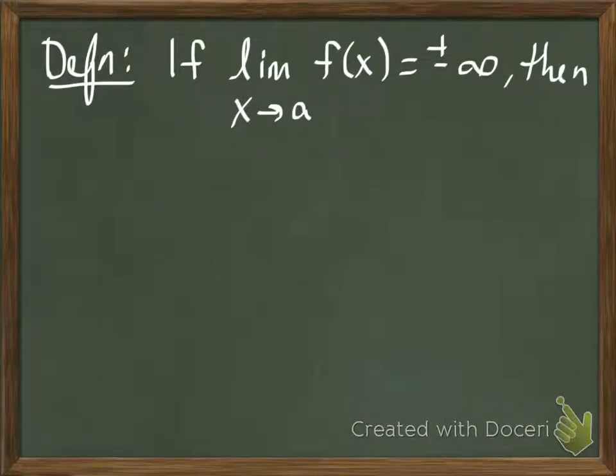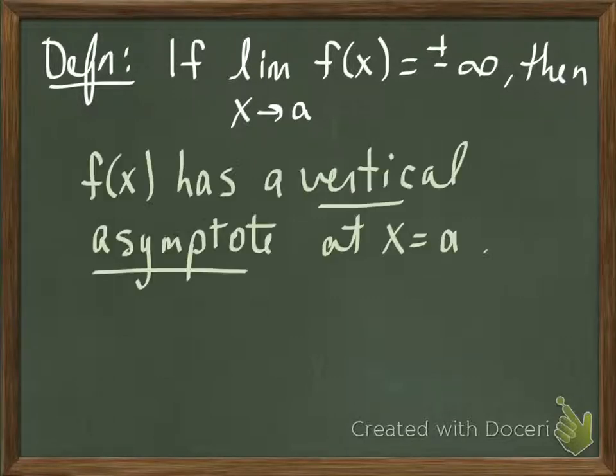On the other hand, vertical asymptotes tell us about places where functions are undefined, and in what way they are undefined. If the limit as x goes to a of f of x is either plus or minus infinity, then we say f of x has a vertical asymptote at x equals a. That's why we said that 1 over x had a vertical asymptote at x equals 0.